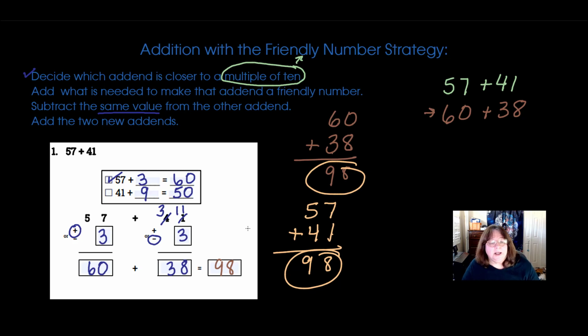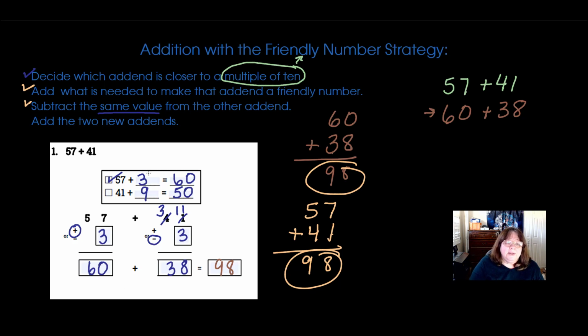Now, how is this going to help you with your homework? Well, when you look at another problem, you can look at this one and see what steps we did. You could say, oh, okay, we decided which addend is closer to a multiple of 10. We decided it was the 57. We decided we had to add 3. So add what is needed to make that addend a friendly number. We added 3 to the 57. Subtract the same value from the other addend. We added 3. We now have to subtract 3, and we're subtracting it from the 41.